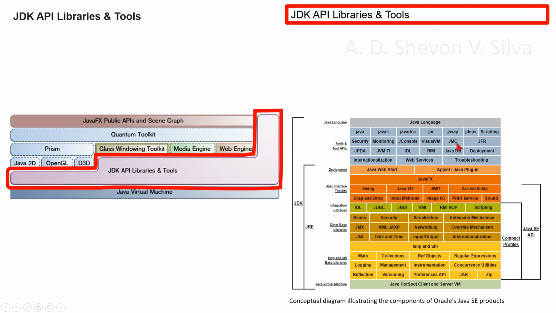JMC, JDK Mission Control. JDK Mission Control, JMC, is an advanced set of tools for managing, monitoring, profiling, and troubleshooting Java applications. JMC enables efficient and detailed data analysis for areas such as code performance, memory, and latency without introducing the performance overhead normally associated with profiling and monitoring tools.